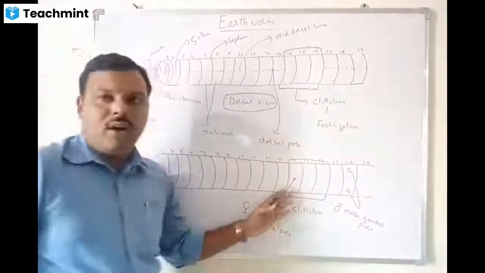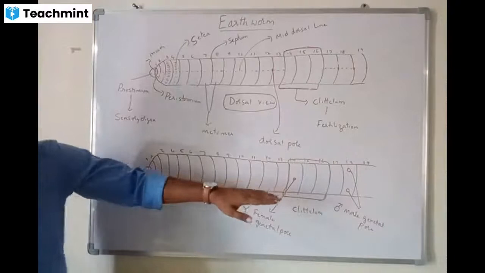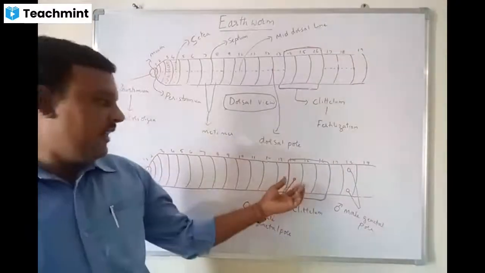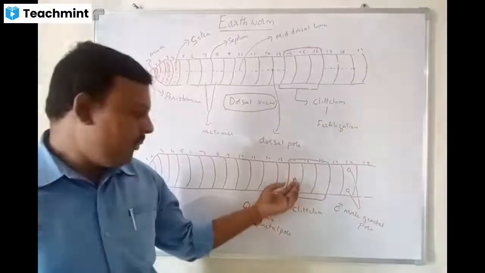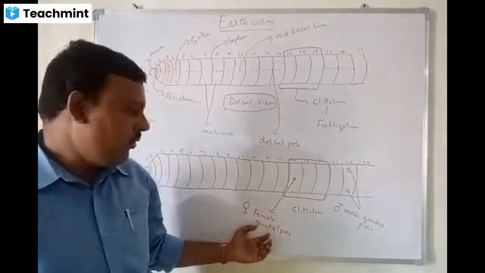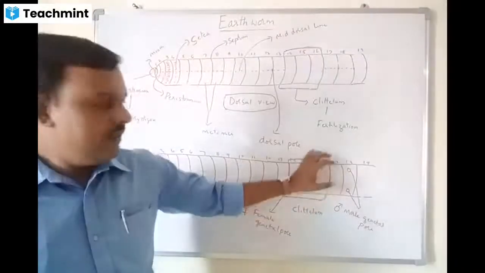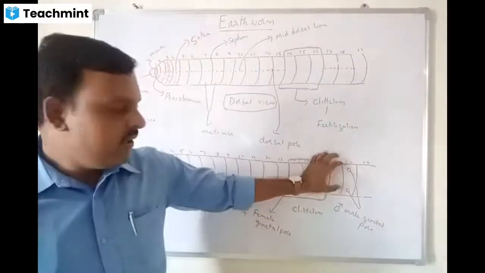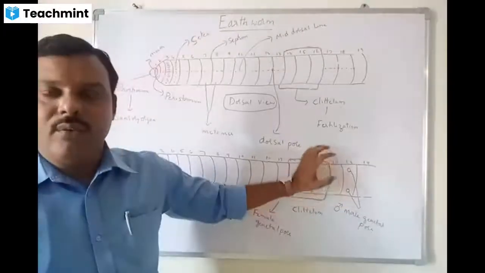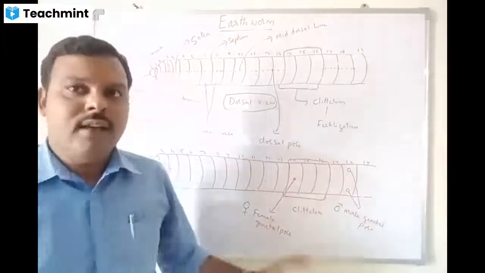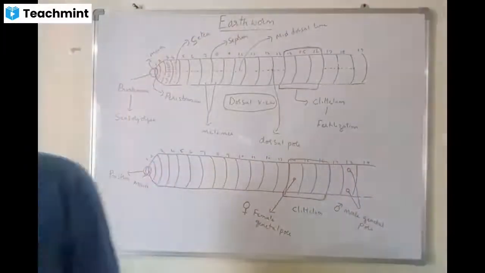So on the 14th segment, in the central ventral region, there is an opening which is called the female genital pore. And on the 18th segment, in the lateral ventral region, there are two openings, one pair of openings, which are called the male genital pores.